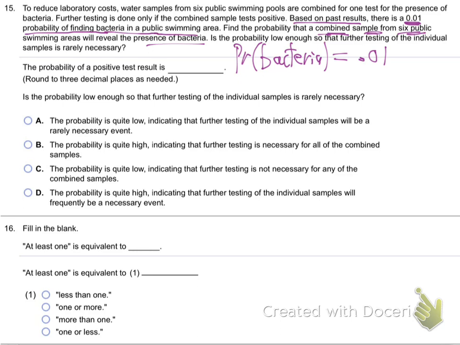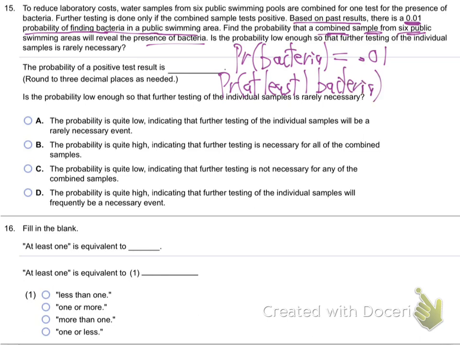It's an at least one question. So that's the same thing. There'll be bacteria in the final mix if there was bacteria in at least one of the samples. So it's another at least one. Probability, at least one bacteria. Can you crank it out now with the greatest of ease?